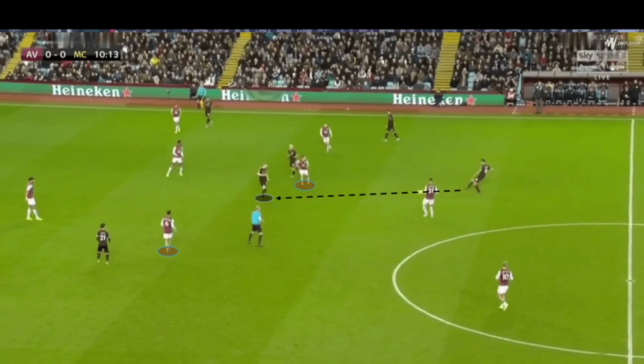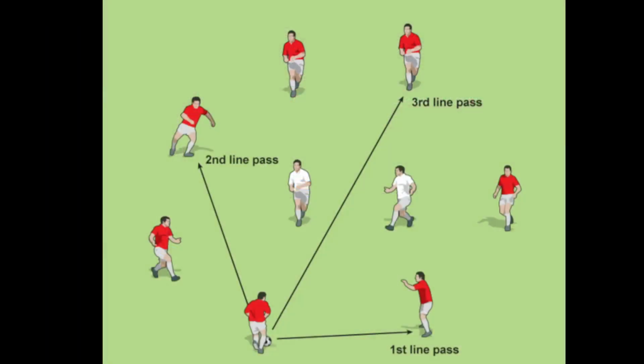Now the player on the ball, like I said before, could have gone wide to the right player, but what he decided to do is to play in between the lines. You could say it's past the player as well, because of the player next to it. You could say it's like this, past the defender.